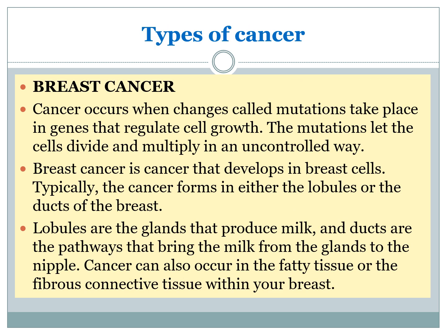Then types of cancer. The first one is breast cancer, which develops in breast cells. Typically, the cancer forms in either the lobules or the ducts of the breast. Lobules are the glands that produce milk, and ducts are the pathways that bring the milk from the glands to the nipple. Cancer can also occur in the fatty tissue or the fibrous connective tissue within your breast.